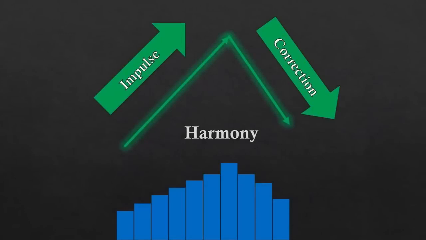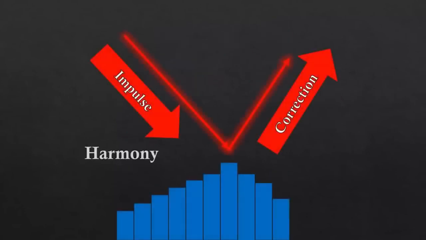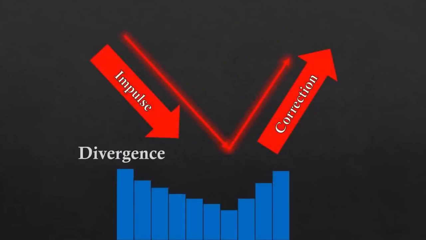In this image, we can see the harmonic scenario of an uptrend. The impulse movement increases in volume, and the corrective movement decreases in volume. Here we can see the divergent scenario for an uptrend. The impulse movement decreases in volume, and the corrective movement increases in volume. In this other illustration, we can see a harmonic scenario for a downtrend, meaning an increase in volume on the impulse movement and a decrease in volume on the corrective movement. And finally, the divergent scenario for a downtrend is to observe a decrease in volume on the impulse movement and an increase in volume on the corrective movement.